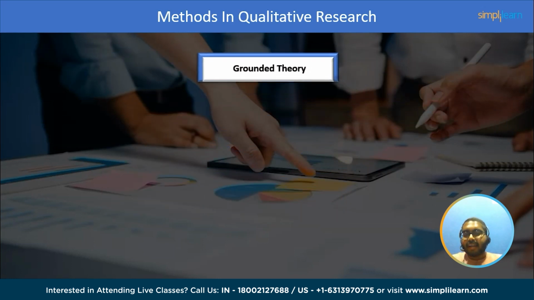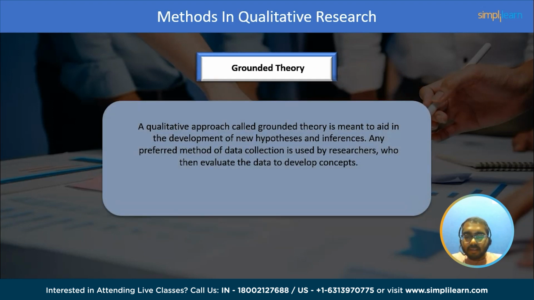Alright, let us now move ahead and discuss what grounded theory analysis is. Grounded theory is a qualitative approach meant to aid in developing new hypotheses and inferences. Researchers use any preferred data collection method and then evaluate the data to develop concepts. They develop theories by contrasting these ideas. So they keep going until they hit sample saturation, after which no further data will cause them to revise their theory. Then they present the concluding hypothesis.